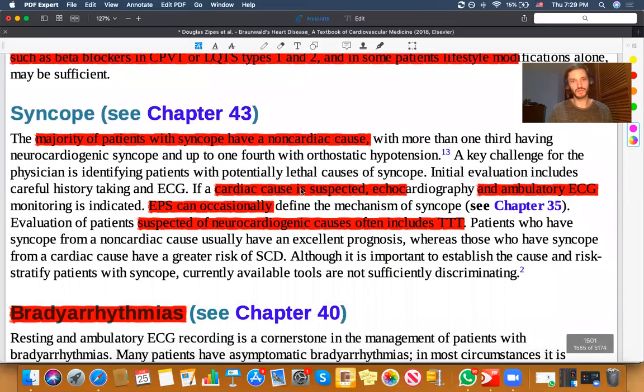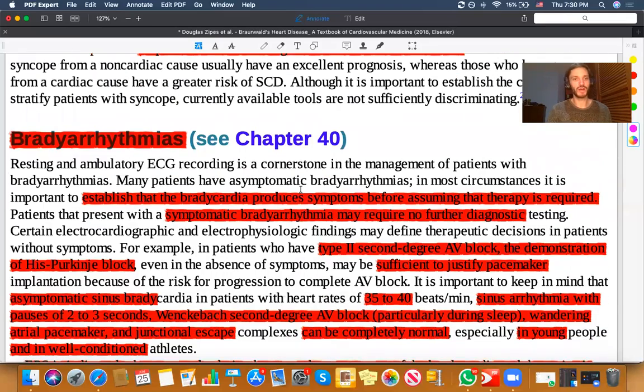Syncope. The majority of patients with syncope have a non-cardiac cause. If a cardiac cause is suspected, do an echocardiogram and ambulatory ECG. EPS is indicated occasionally. Suspected neurocardiogenic causes often include a tilt table test. What about bradyarrhythmias? Establish that the bradycardia produces the symptoms before assuming that therapy is required. Symptomatic bradyarrhythmia may require no further diagnostic testing. In type 2 second-degree AV block, the demonstration of His-Purkinje block is sufficient to justify a pacemaker.